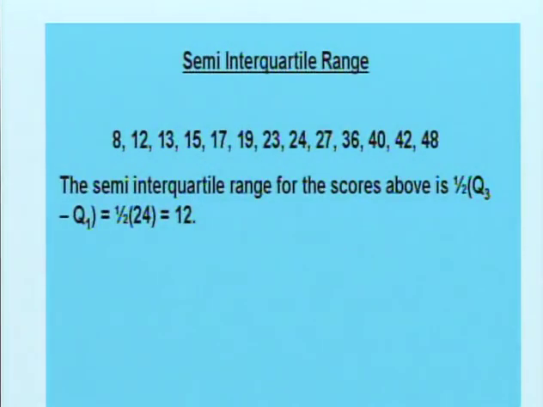The semi-interquartile range for the same set of scores, 8, 12, 13, right on to 48. The semi-interquartile range for the scores above is a half of Q3 minus Q1, which is equal to a half of 24, which is 12. So the semi-interquartile range for the scores above is 12.